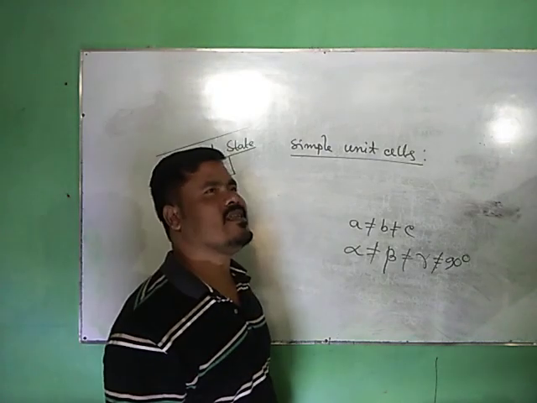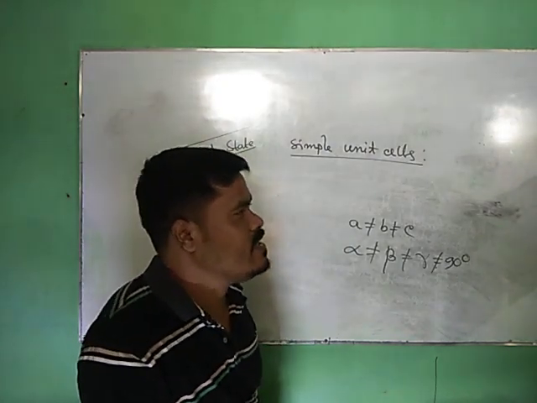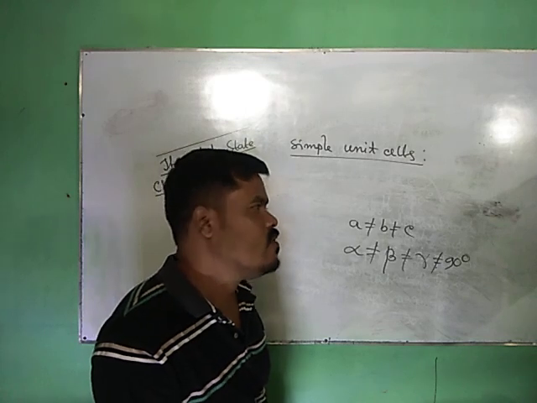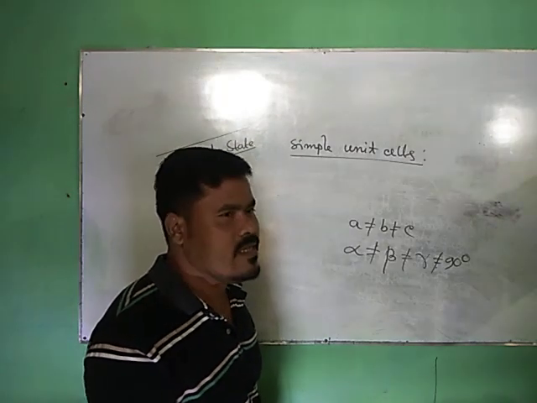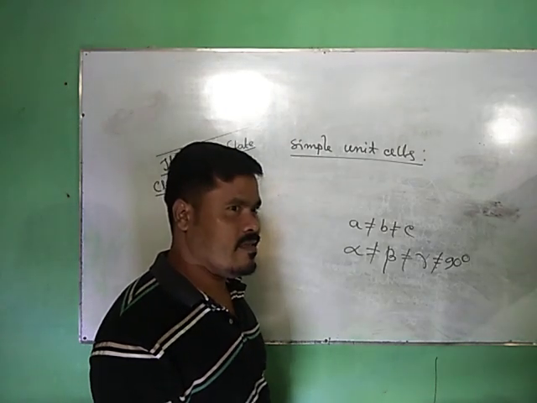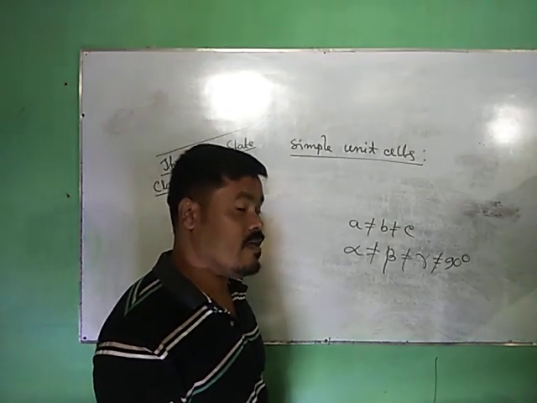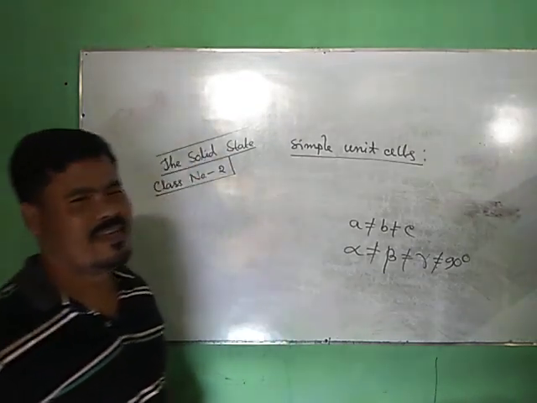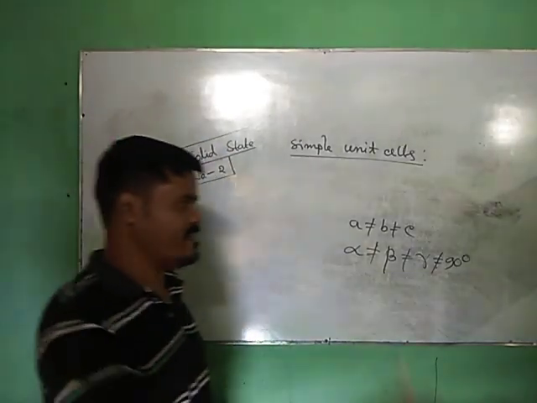Second highest symmetric unit cell is the what? Rhombohedral, also called trigonal. What is this? In case of rhombohedral, we get a equal to b equal to c, alpha equal to beta equal to gamma, but not equal to 90 degrees. Okay, next, see.